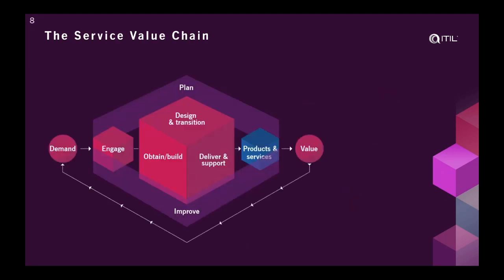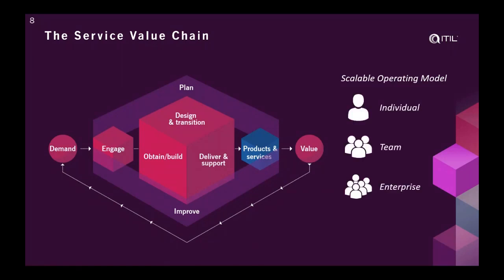The service value chain sits at the center. In there, you have that demand and value that comes out either side. In the middle are a set of actions. These are actions. They're not actual areas. They're not teams. They're not anything else. They're actions. So there's the action of engaging with somebody or something, obtain and build, design and transition, deliver and support, and plan and improve. All these should lead to products and services which create the value at the end, or enable co-creation of value. So this is the service value chain where everything actually goes through.